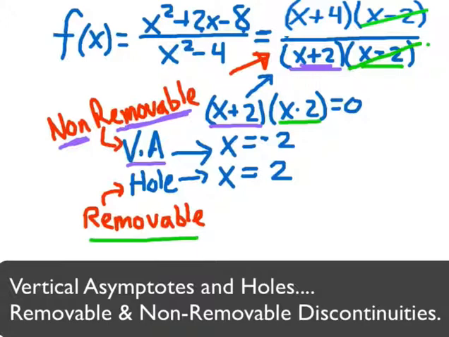Okay, so you're going to get vertical asymptotes at the non-removable factors, and you're going to get holes at the removable factors.